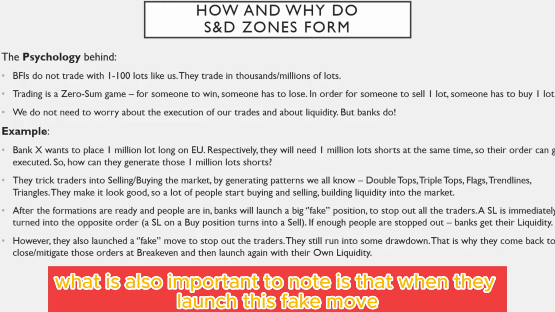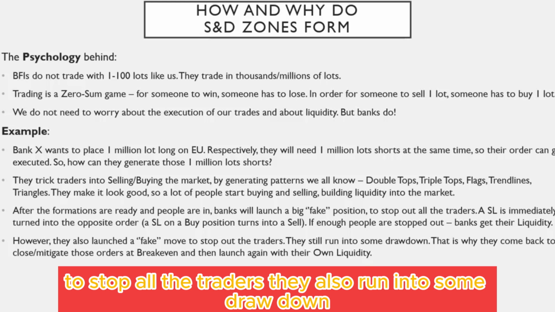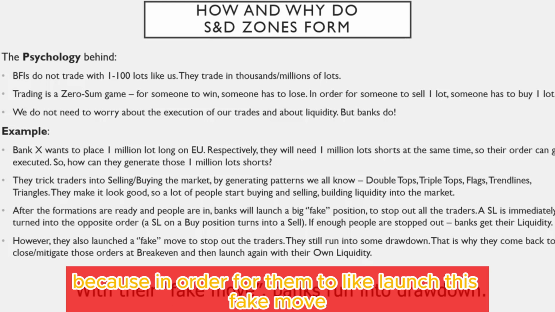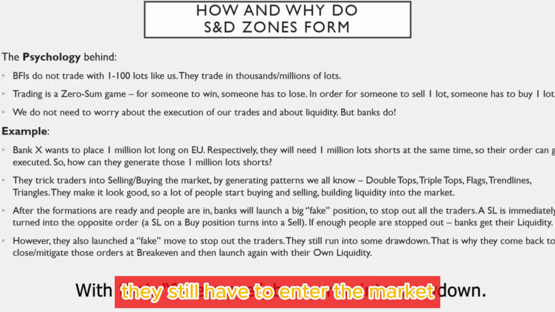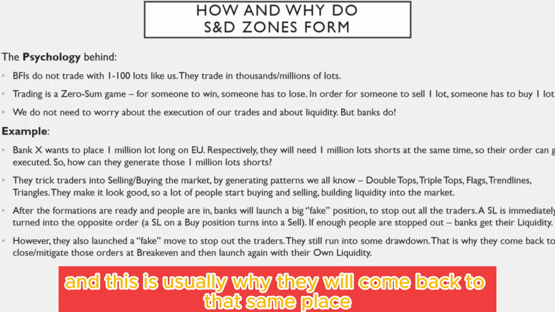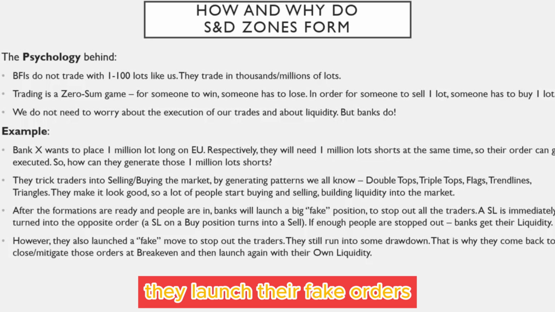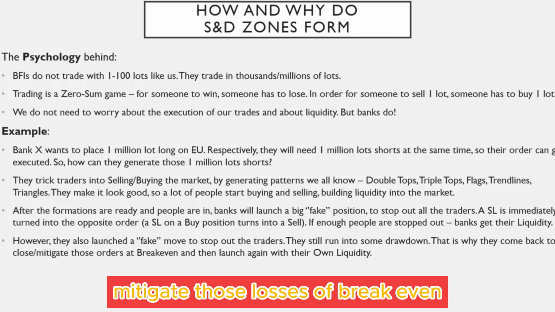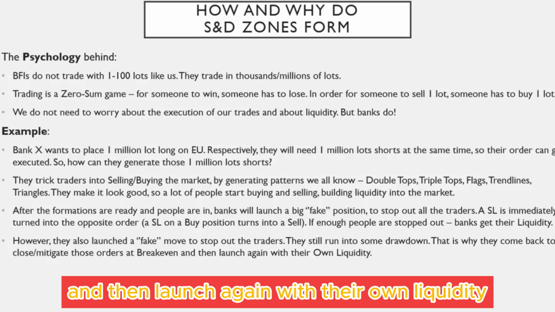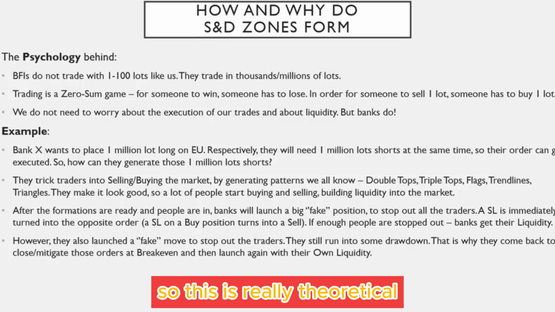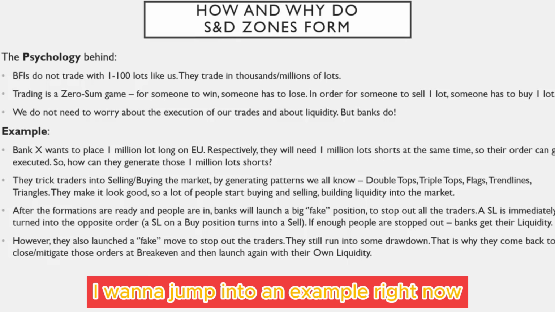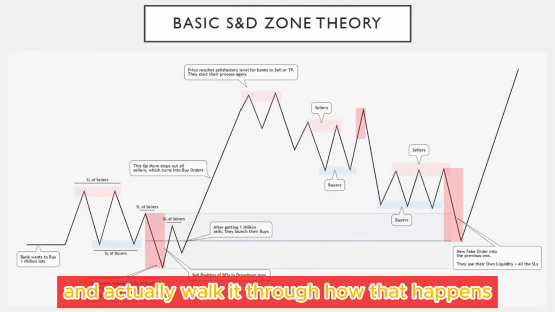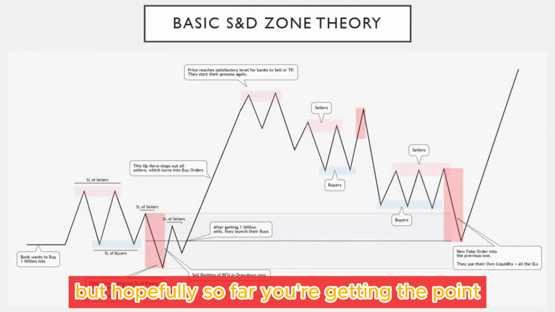However, what is also important to note is that when they launch this fake move to stop out the traders, they also run into some drawdown, because in order for them to launch this fake move, they still have to enter the market. And this is usually why they will come back to that same place they launched their fake orders, mitigate those losses or break even, and then launch again with their own liquidity. So this is really theoretical. I want to jump into an example right now and actually walk you through how that happens. But hopefully so far you're getting the point.